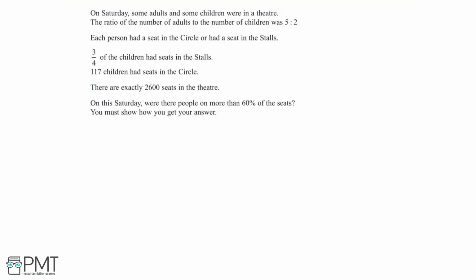In this question, we're told that some adults and some children were in a theatre, and that the ratio of the number of adults to the number of children was 5 to 2. Each person had a seat in the circle or had a seat in the stalls, and we're told that 3/4 of the children had a seat in the stalls and 117 children had a seat in the circle. Now there are exactly 2,600 seats in the entire theatre, and we need to find out if there are people on more than 60% of the seats.